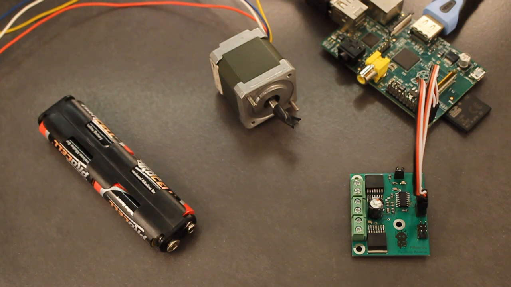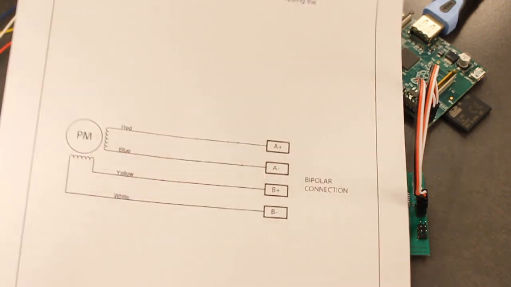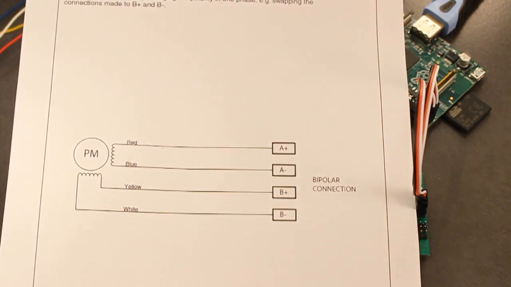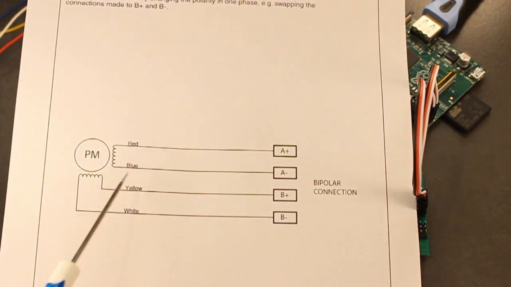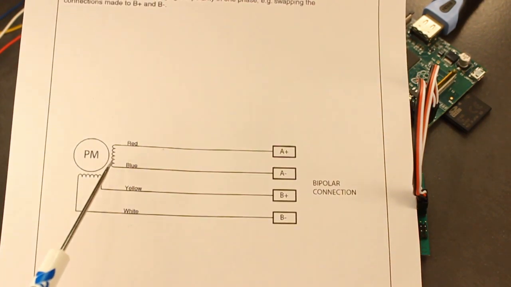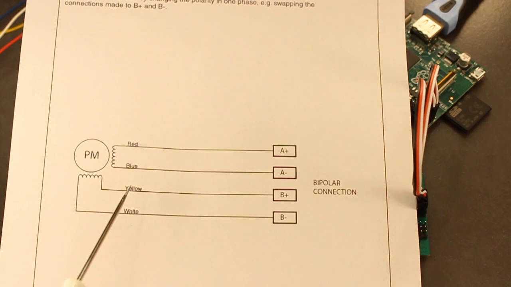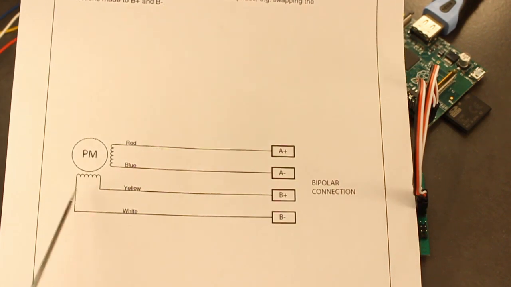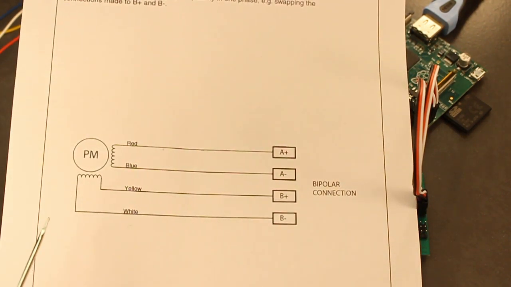The easiest way to find this out is to check the stepper motor datasheet. In the case of the stepper I'm using today, it's a 4-wire stepper by Applied Motion Products. You can see from this datasheet that red and blue are a pair. That is, they are connected to one coil. We can also see that yellow and white are a pair connected to the other coil.